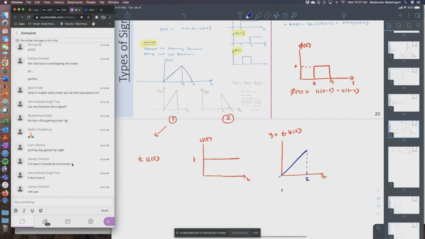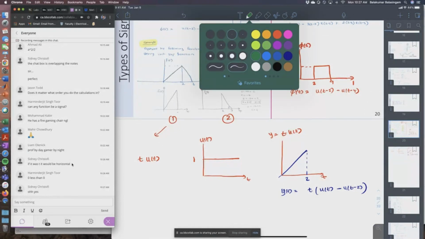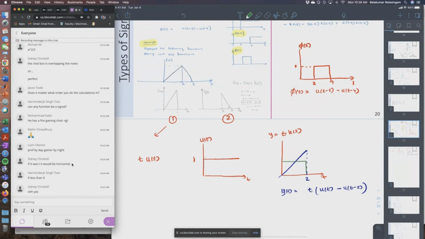So that would be, this function in blue is y(t) = t[u(t) - u(t-2)], because u(t) - u(t-2) is just 1. Let me write that in green. This is 1. That green is u(t) - u(t-2). I just explained why earlier. So then you multiply by t, that is that function. So this function in green is t times [u(t) - u(t-2)].